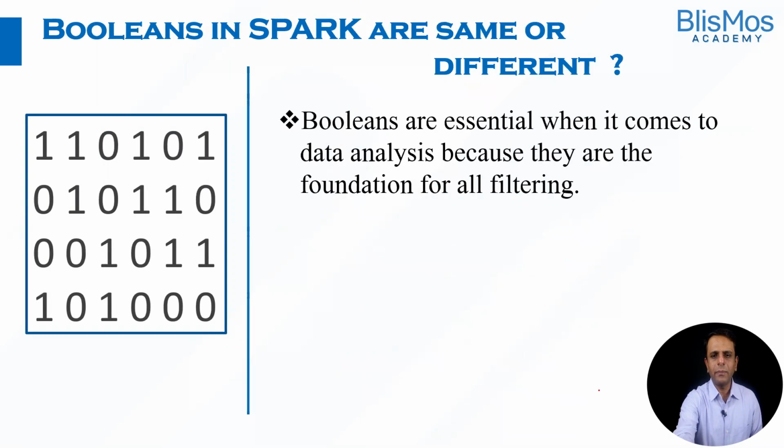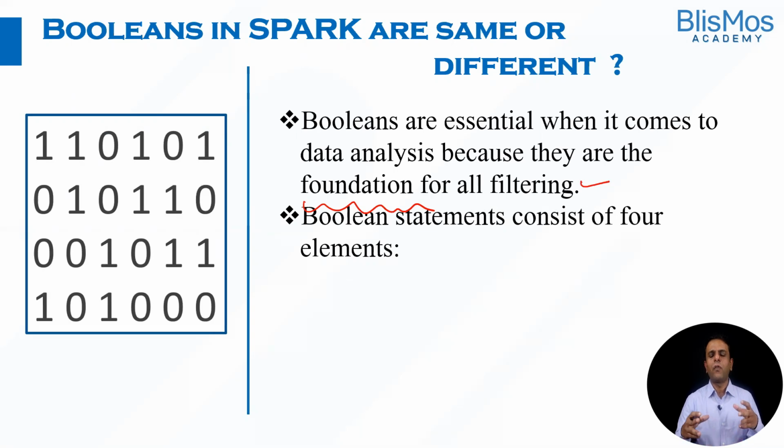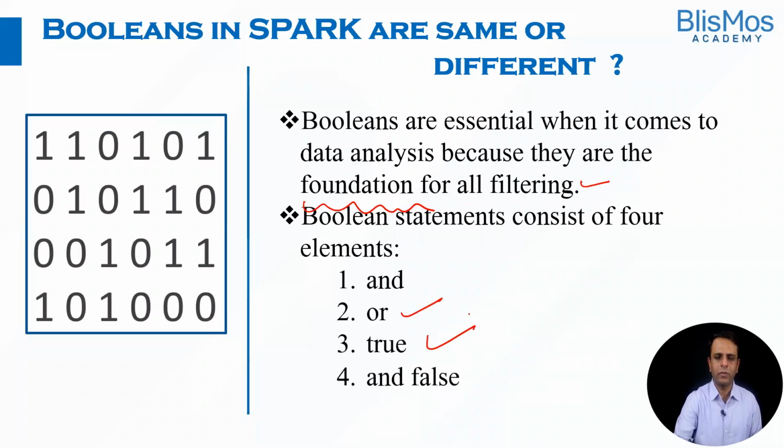They are the same. If you really look at Booleans in any data analysis, let us say you have almost 1000 rows. If you want to filter them, you need to use Booleans. That is the reason Booleans are the foundation for all filtering problems. In Spark, we have 4 Boolean statements. One is AND, the second is OR, the third is true, and the fourth is false.